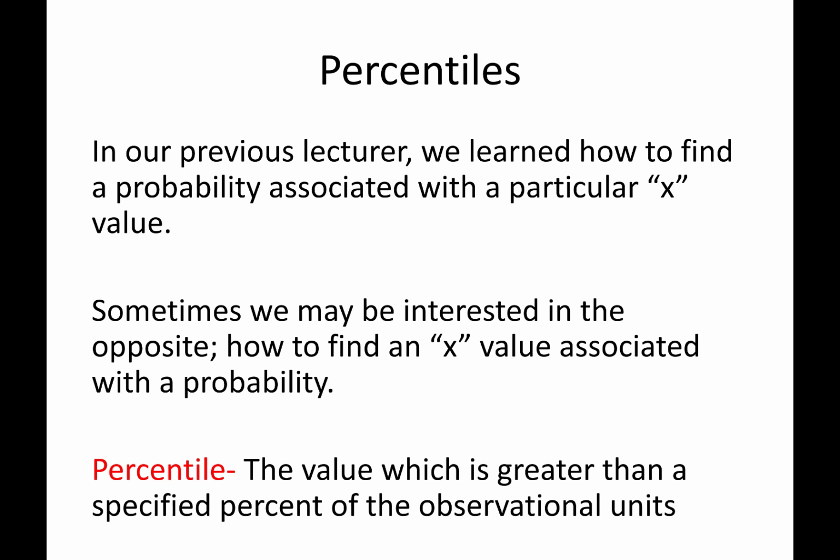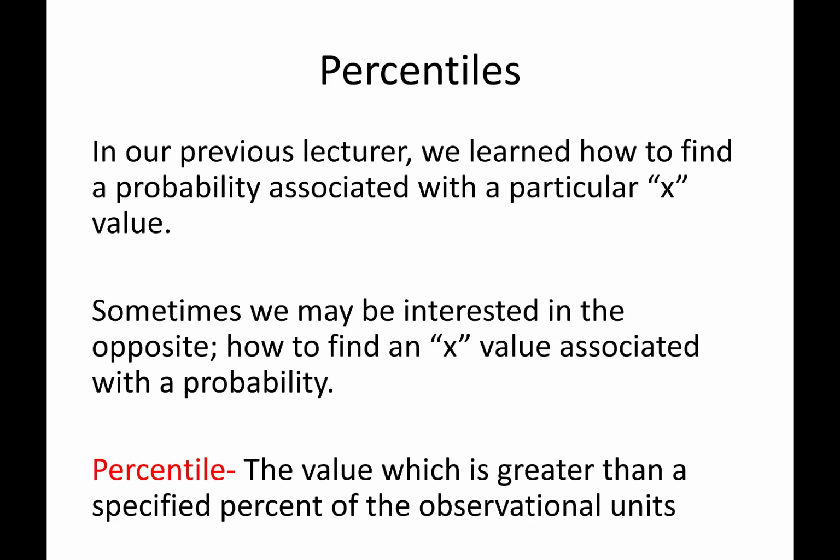Now, you may have heard something like the top 10% or the bottom 10%. In general, think of a percentile as like the bottom. What percent of observations is the value you're interested in greater than? So the 90th percentile is greater than 90% of observations. The 50th percentile is greater than 50%. The 20th percentile is greater than 20%.